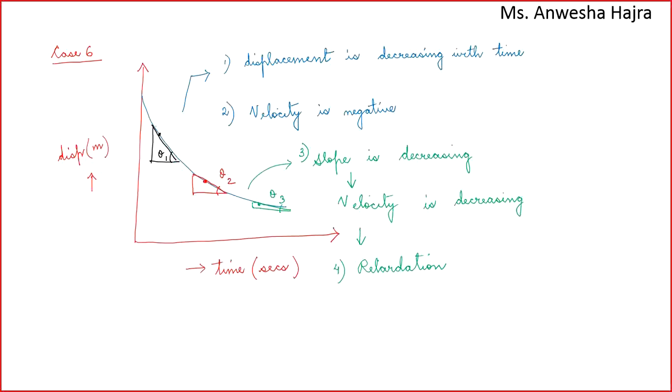Here you will not be asked to do sums. These are non-uniform velocity examples. Because the velocity is changing. But you will be asked to explain the graph. So you have to say displacement is decreasing with time. Body is coming back to the starting point. Velocity is negative. Slope is decreasing. So velocity is decreasing and hence there is retardation.